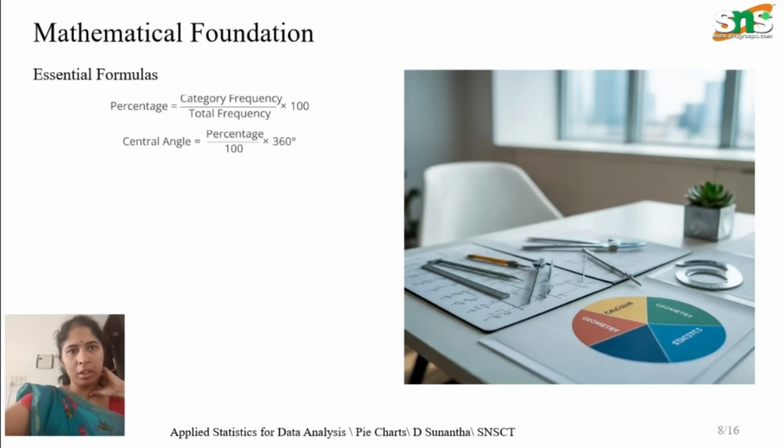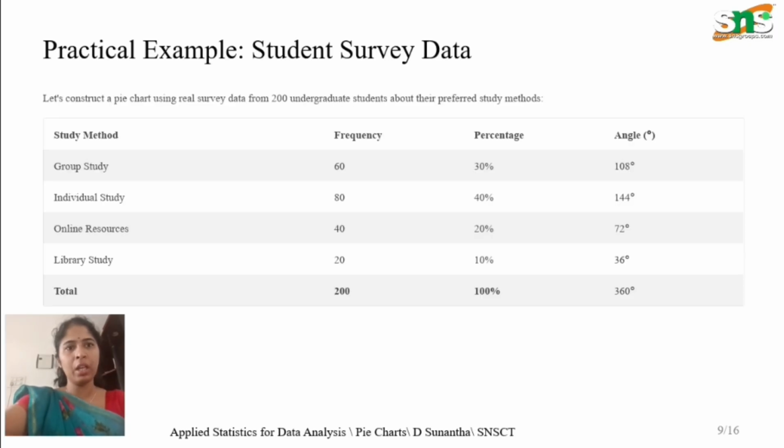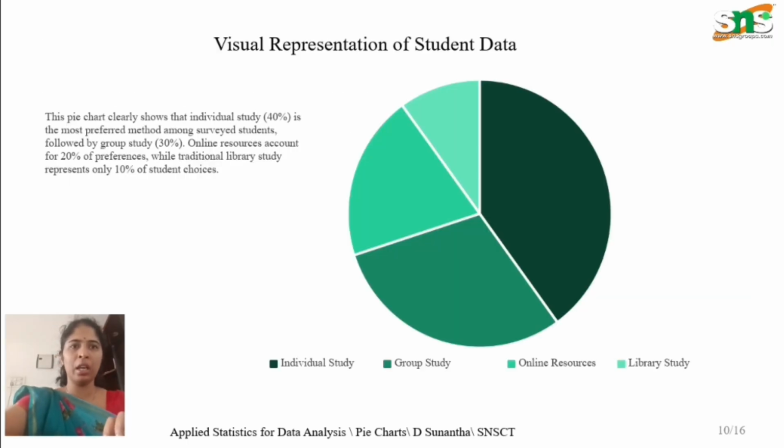Here is the formula for percentage calculation and central angle. Next, this is one of the examples, in which the frequencies are given, and percentages and angles are calculated using the formula. After this is the pie chart, the visual representation of the previous table.